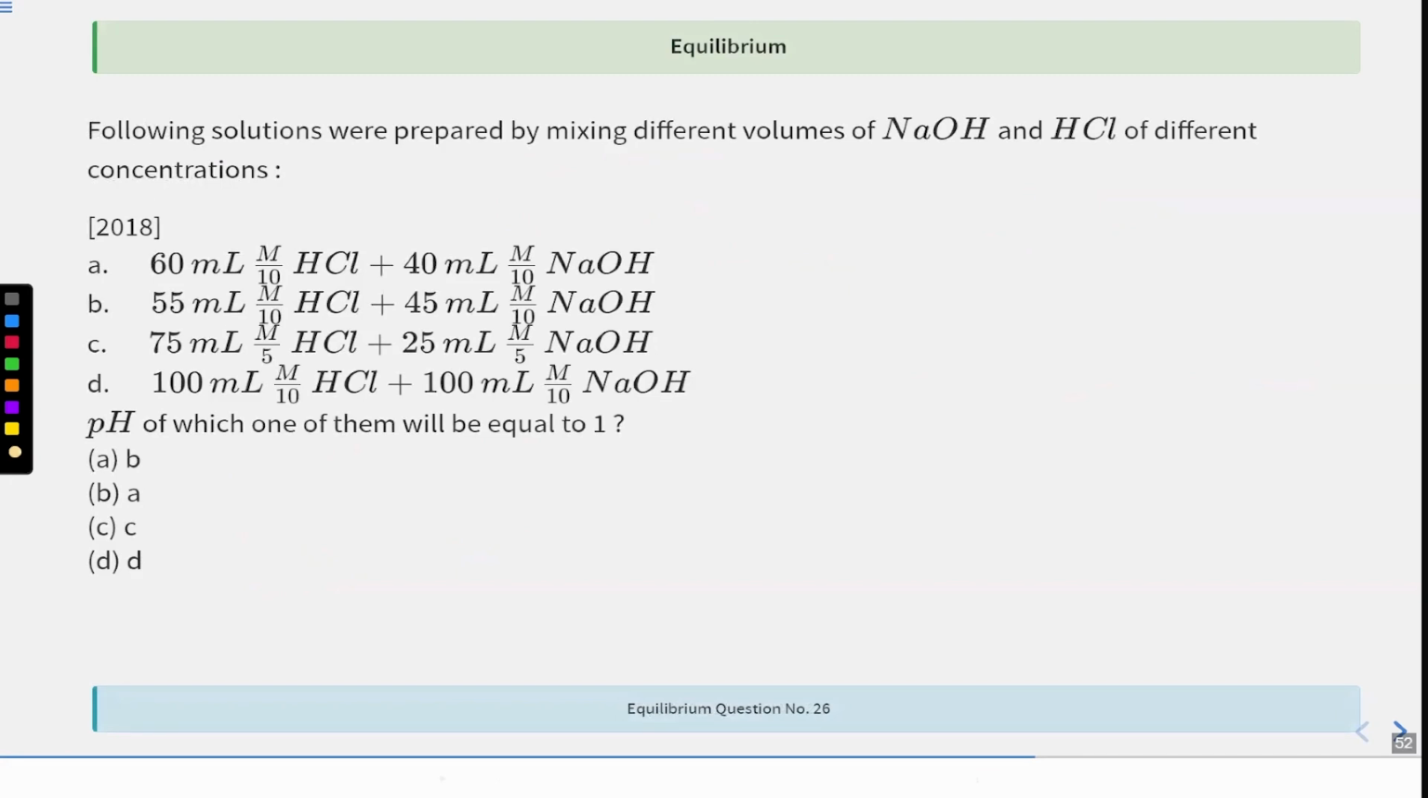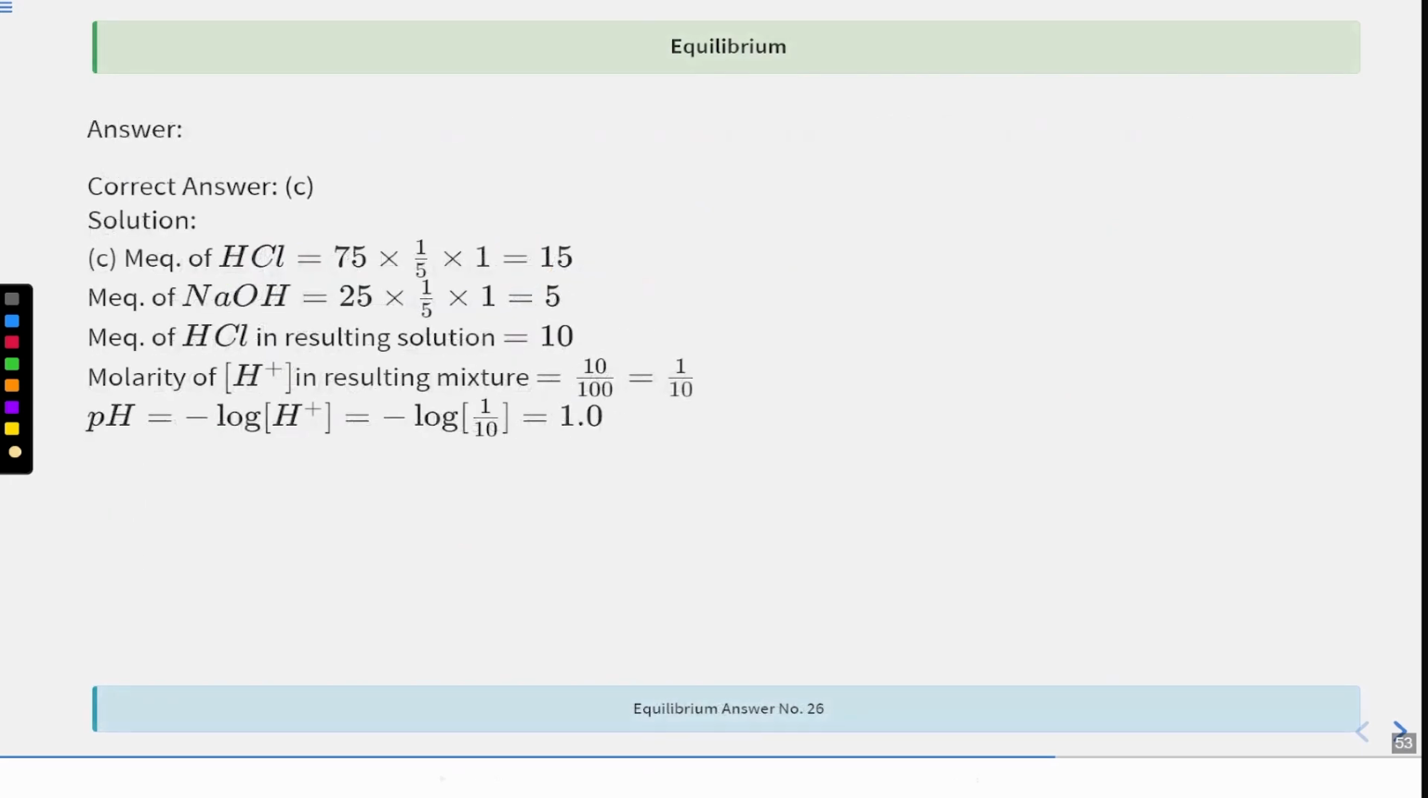Okay. All right. So now you have four reactions. The following solutions were prepared by mixing volumes of HCl and NaOH. They have given how much volume and how much molarity of HCl you have mixed with how much volume and how much molarity of NaOH. Now you have to see the pH of which will be equal to 1. What you have to do overall is compute how many equivalents you have in each case.